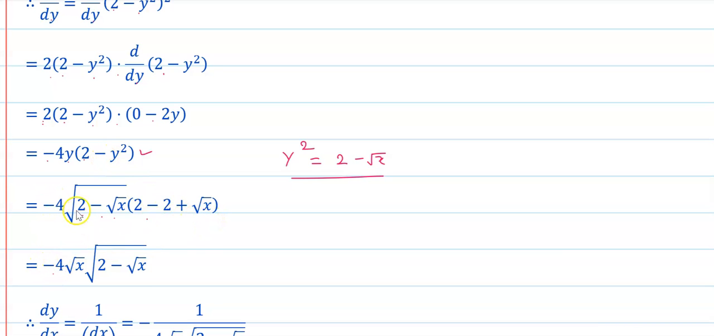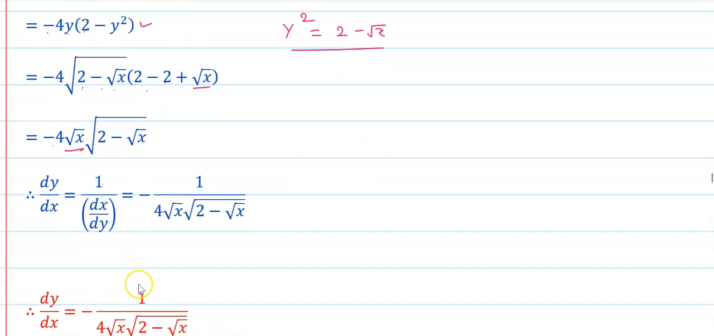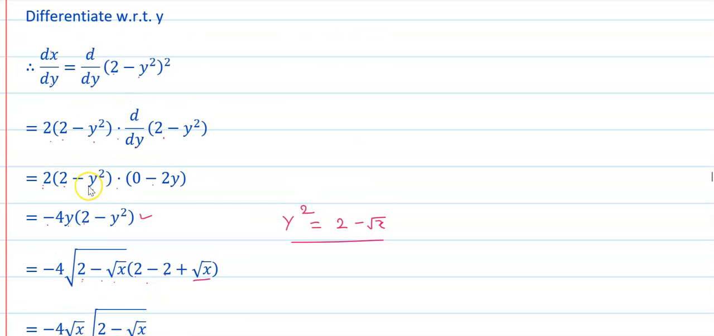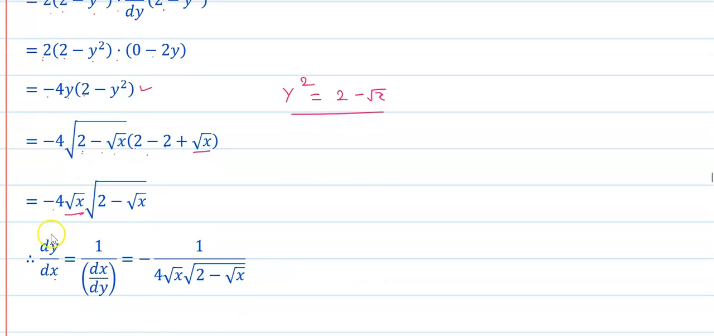Therefore, minus 4. Next, plus 2 minus 2 get cancelled here. Then overall you will get only root x, and the next term, root of 2 minus root x. This is the root of 2 minus root x, and hence dy by dx is equal to 1 upon dx upon dy. Therefore, dy by dx is equal to 1 upon dx upon dy, and that's equal to 1 upon minus 1 upon 4 root x in root of 2 minus root x, and this is the dy by dx.